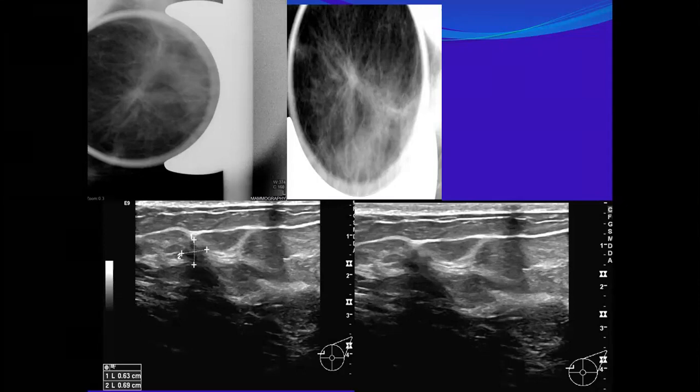So now, if you look here, the distortion is even clear, and speculations, and it even looked like a mass here because the center is denser than the periphery. Dense. See, and there are speculations, and look for the ultrasound.